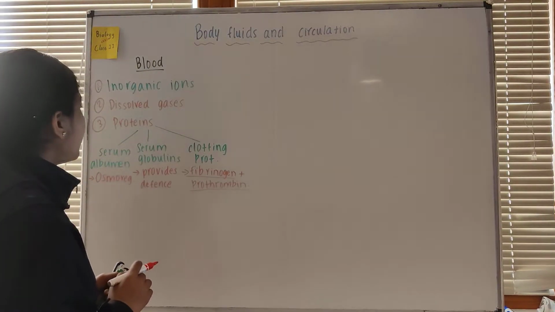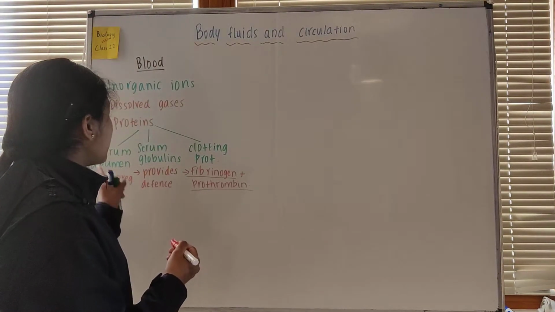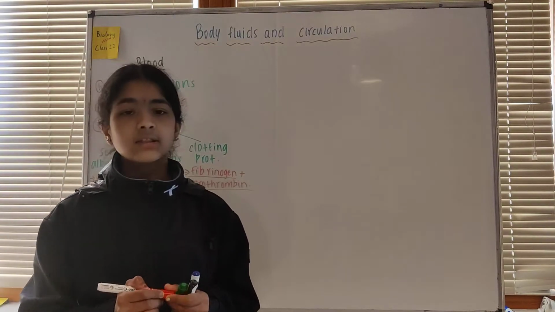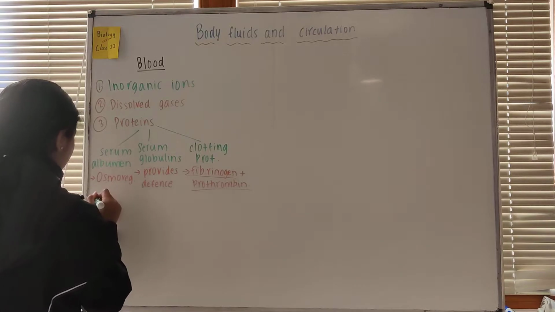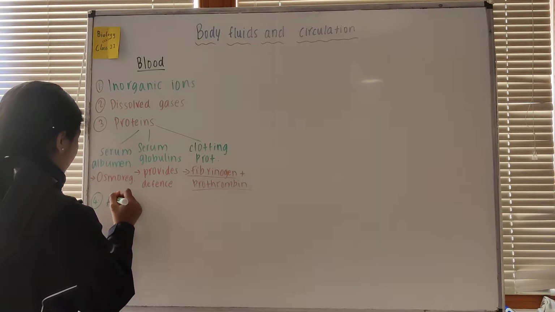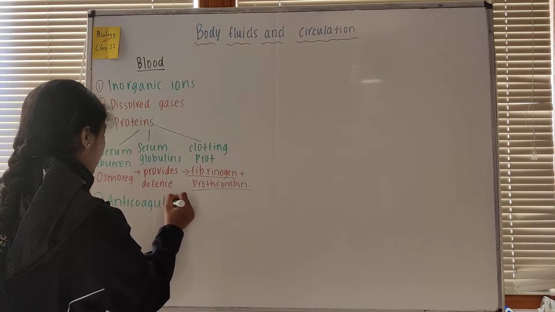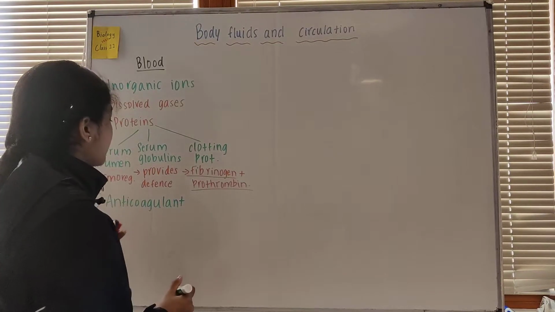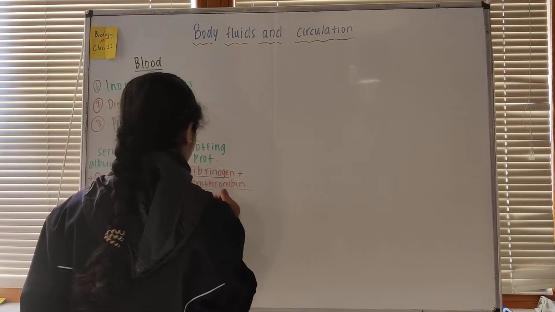So these are the proteins that are present in the blood. They all make up the blood. This is the third thing that is present. The fourth thing is that there are anticoagulants present. Anticoagulants in the blood, and the common example of an anticoagulant is heparin.